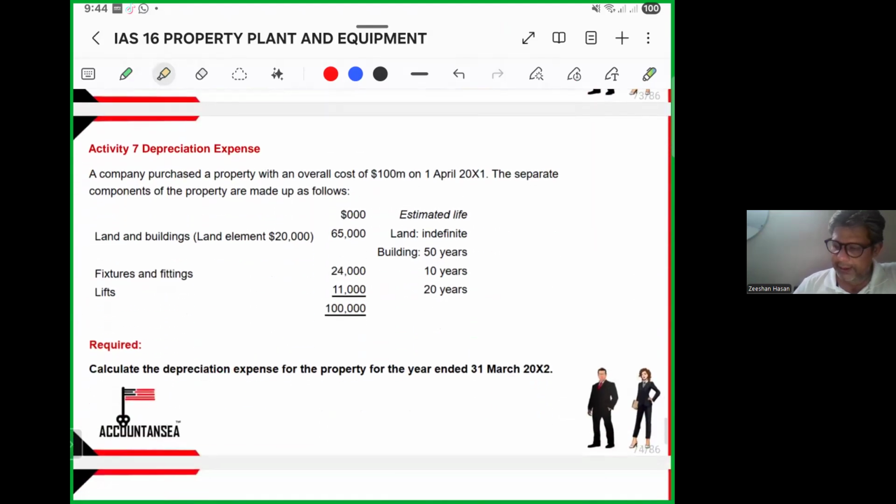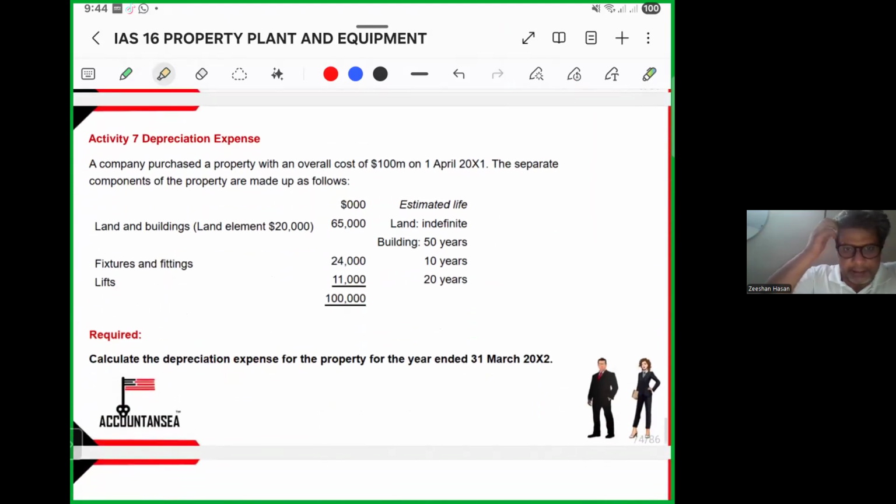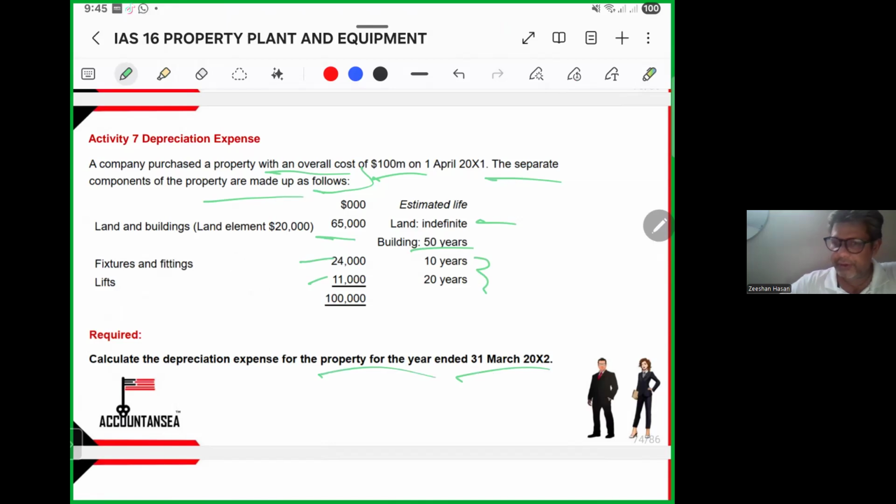Now another activity. A company purchased a property with an overall cost of 100 million on 1st April 2001. The separate components of the property are made up as follows. Land element is 65,000, which is indefinite. Building life is 50 years. Fixtures and fittings 24,000. Lifts are 11,000. The lives are given respectively. Calculate the depreciation expense for the property for the year ended 31st March 2002.